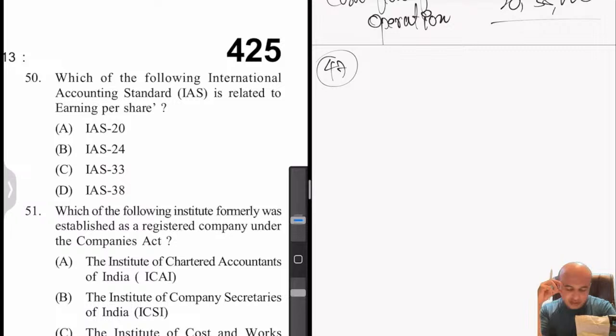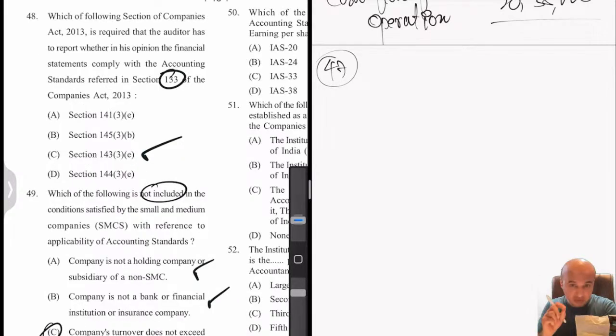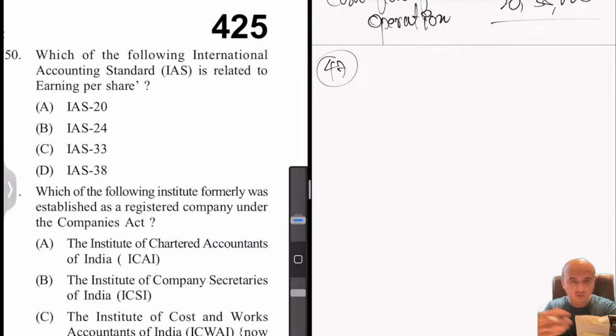Which of the following international accounting standards is related to earnings per share? Again, a very easy, straightforward question. If you notice the pattern here, at least what I have noticed is, whenever it comes to accounting standards, the questions will usually be straightforward. They won't ask detailed questions with respect to accounting standards. It's all just in the periphery. For example, they will ask a section number, or maybe they will ask which accounting standard relates to what. For example, in this question 50, what is it that they have asked?